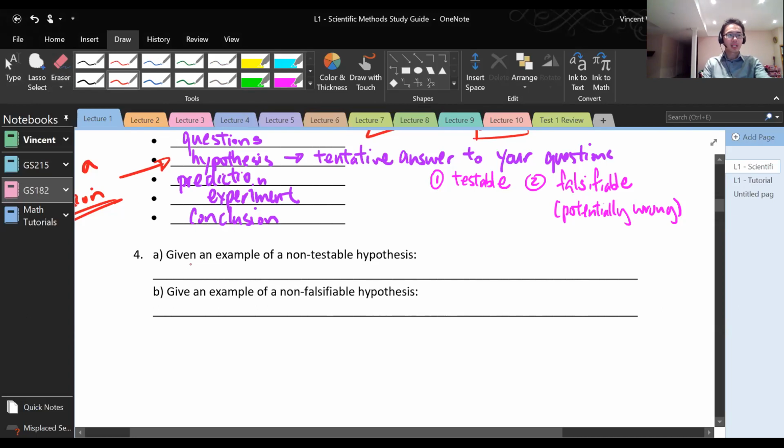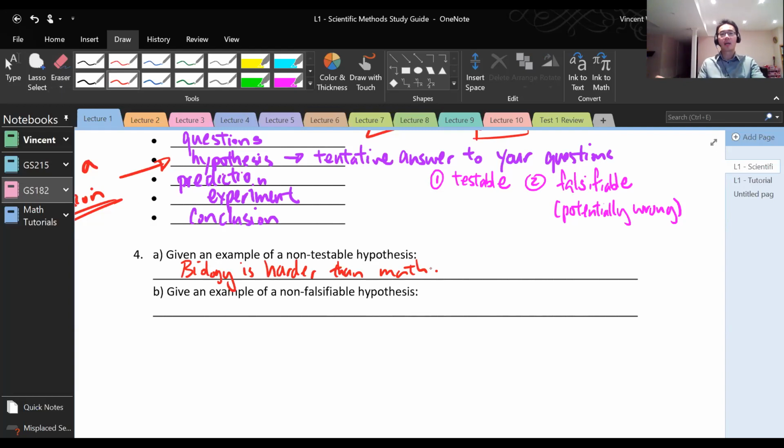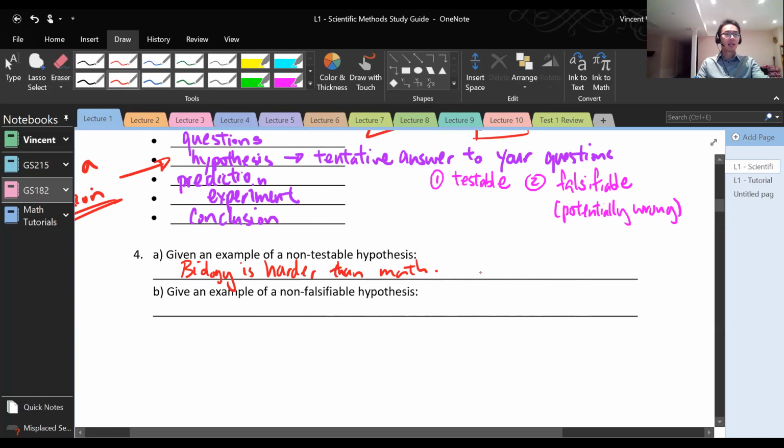So cultural beliefs, or any kind of beliefs, personal beliefs, any kind of opinion. So things like biology is harder than math. That might be true for you, but not necessarily for another person, and there's no way to test it. It's a personal preference, right? And so there you have it.